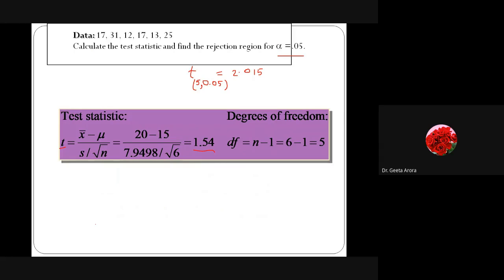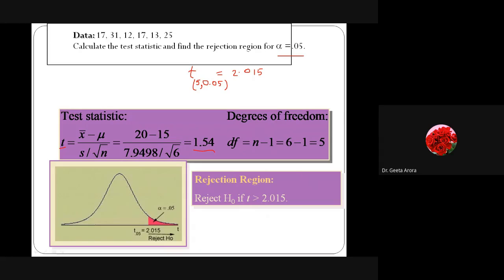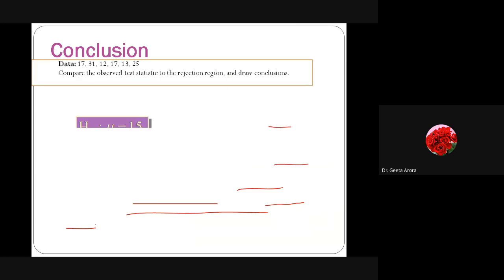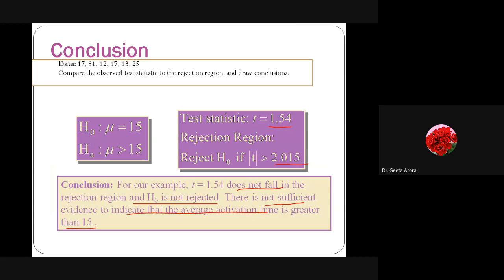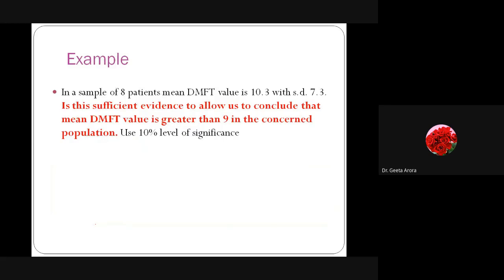Whenever we are dealing with a small sample size, sometimes values will be provided to you for mu, x bar and s. All of these will be provided, but sometimes only data will be given. Then from the data you have to calculate the mean and the standard deviation, and after that go for the t-test. Correct? So let's start with the next example.